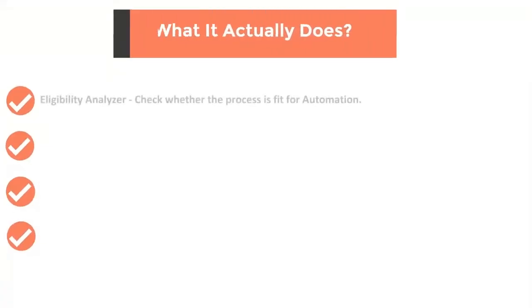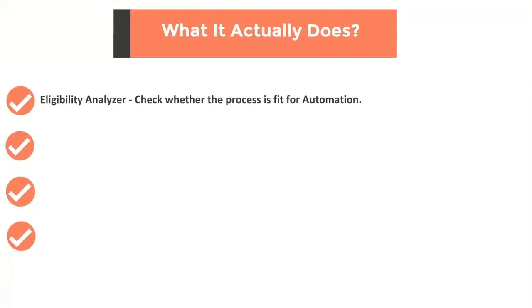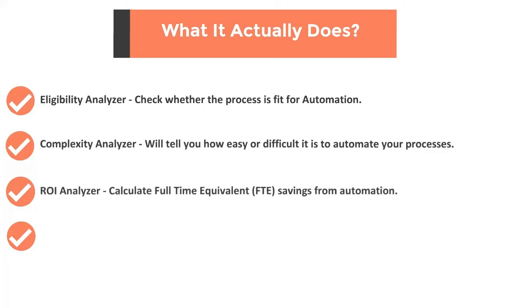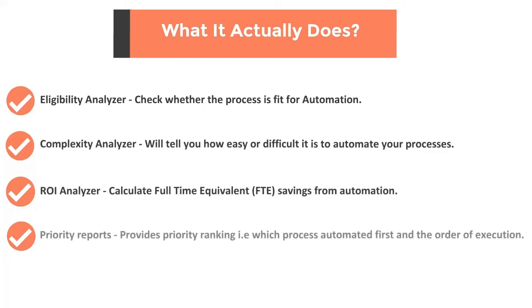What it does: Eligibility Analyzer tells if a process is fit for automation. Complexity Analyzer tells how easy or difficult it is to automate your processes. ROI Analyzer calculates FTE savings from automation. Priority Report provides priority ranking.